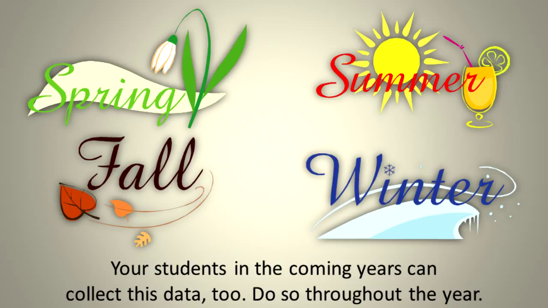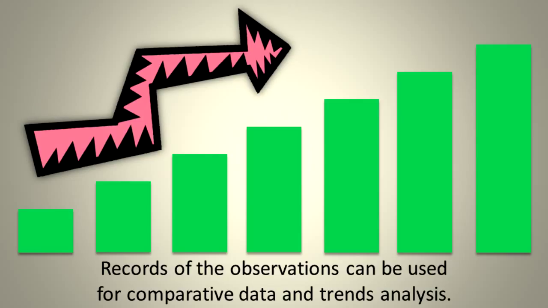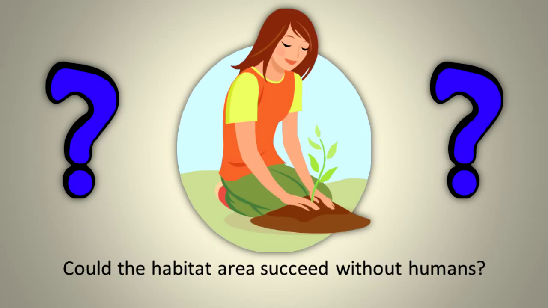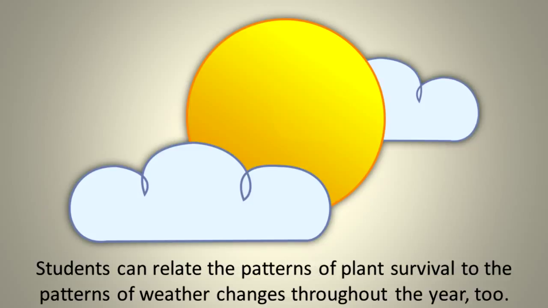Do so throughout the year. Records of the observations can be used for comparative data and trends analysis. Have them note any human actions that are taken in the habitat area. Could this habitat area succeed without humans? Students can relate the patterns of plant survival to the patterns of weather changes throughout the year too.